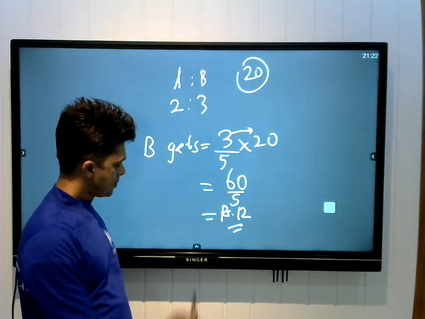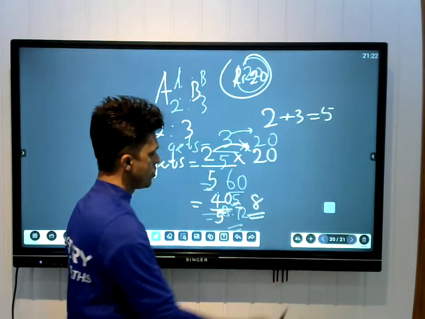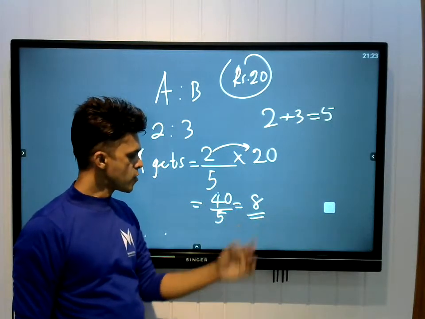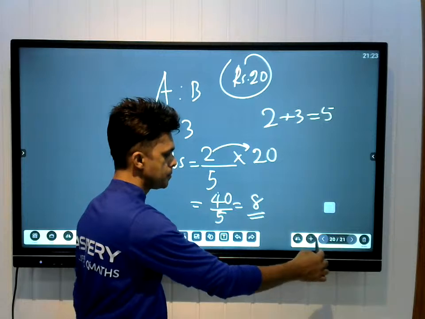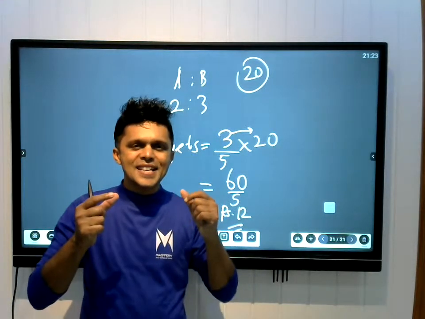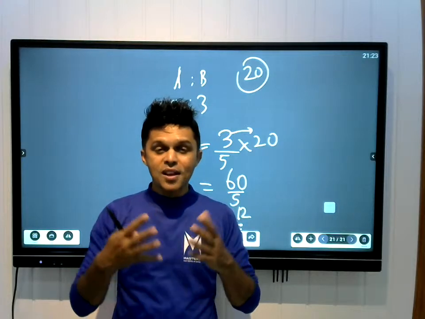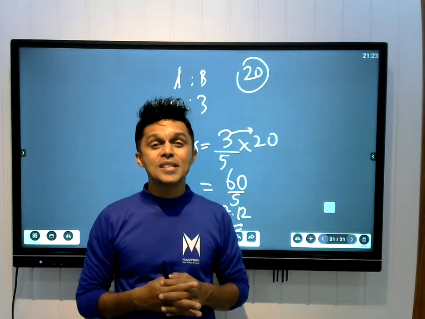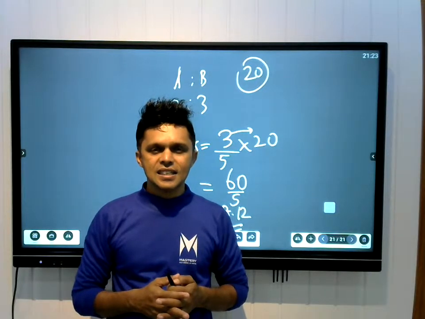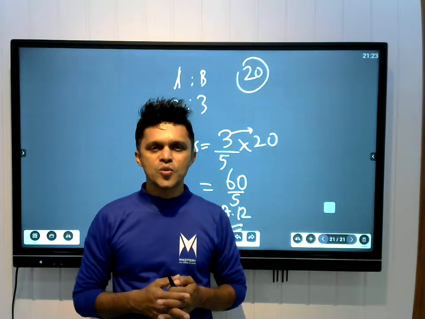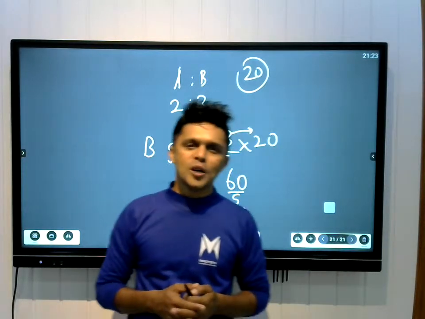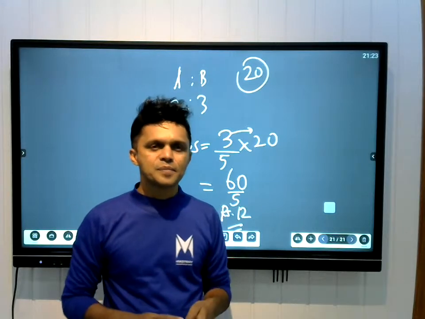Here the amount taken by A is 8 rupees, and the amount taken by B is 12 rupees. When you add 8 and 12, you get 20 rupees. We can do another question. I think you already got an idea about the way of doing these types of sums. Anyway, we can do another one.